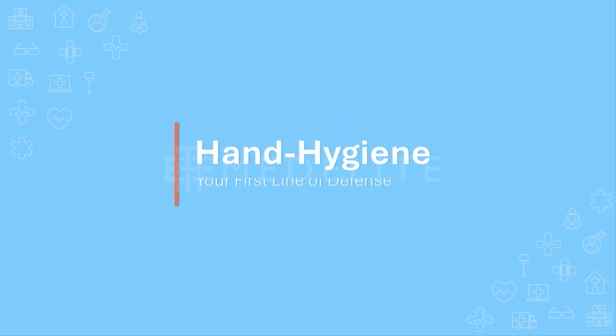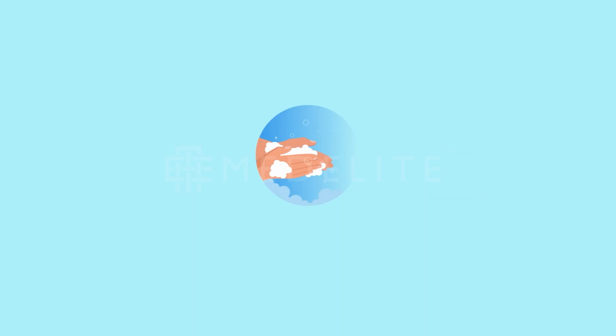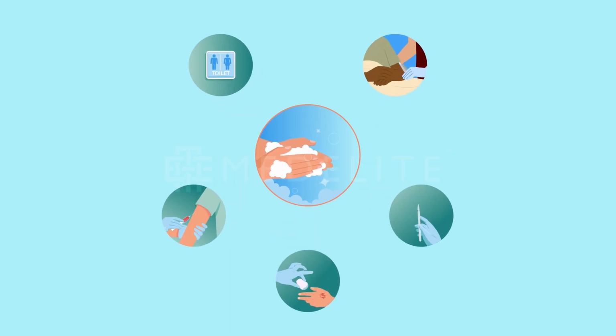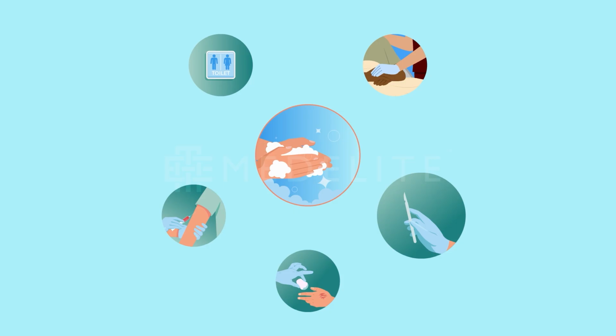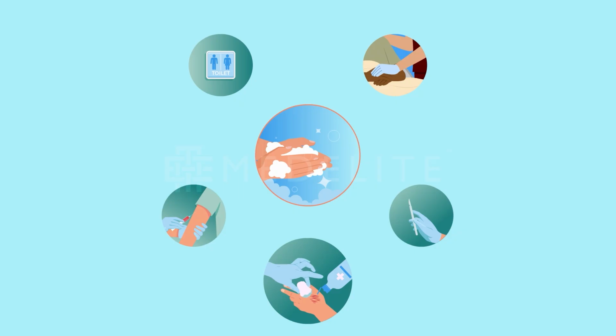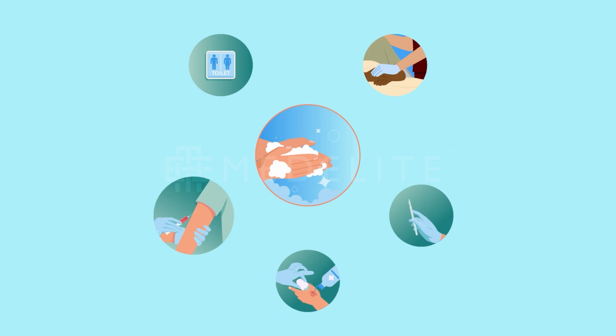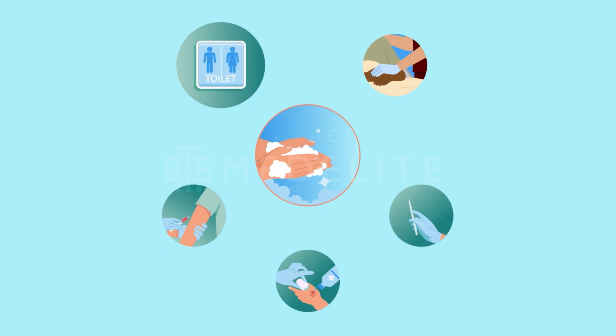Hand hygiene, your first line of defense. Washing your hands remains the most effective infection prevention measure to stop the spread of germs. Make sure to clean your hands thoroughly in all the following situations: before and after any physical interaction with a patient, before and after touching medical equipment or electronic devices, after contact with bodily fluids, excretions, mucous membranes, or contaminated surfaces, even if gloves were worn, before performing invasive or sterile procedures, after removing gloves or using the restroom.